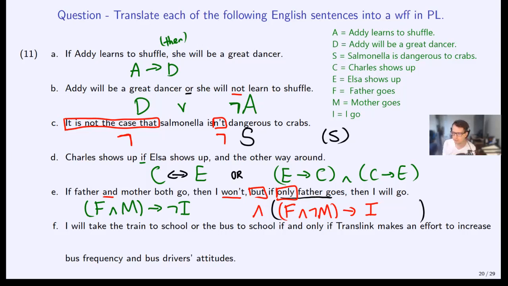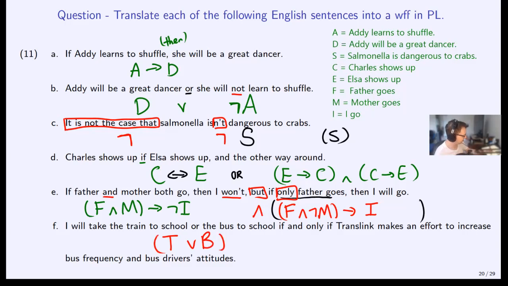So, I will take the train to school or the bus to school if and only if TransLink makes an effort to increase bus frequency and bus drivers' attitudes. I don't have keys specified for this one, but I will take the train to school could be T, or the bus to school. So B, I'll take the train to school or I'll take the bus to school.